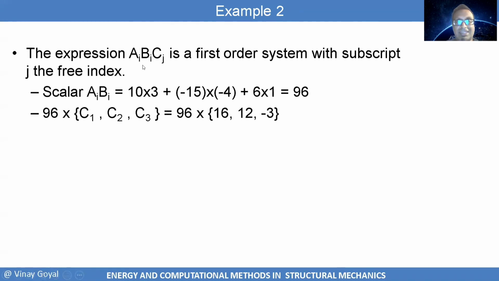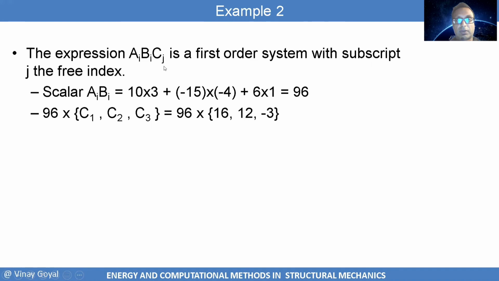The expression A_i B_i C_j is a first order system. Why? Because i is repeated and j is a free index. So since i is repeated and j is a free index, that's a first order system, and that will correspond to components of a vector potentially.